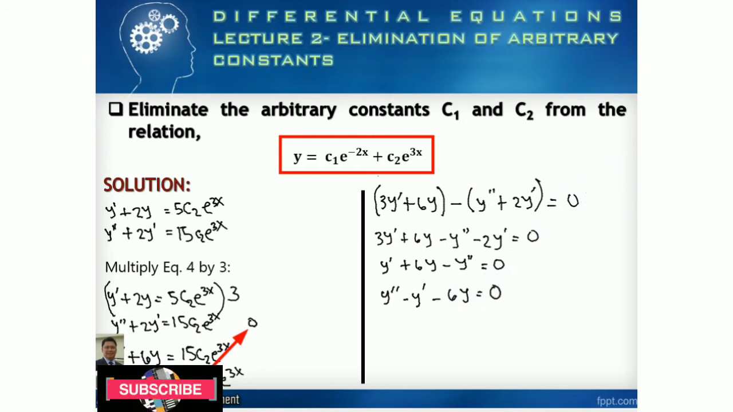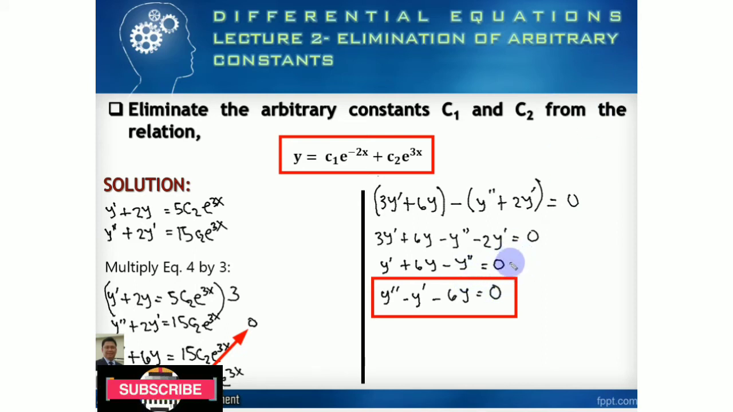Okay, so this is it for this problem, in which we already eliminated the arbitrary constants, rather c1 and c2, from this relation which is given: y is equal now to c1 e raised to the power of negative 2x plus c2 times e raised to the power of 3x. So probably this is now your answer.